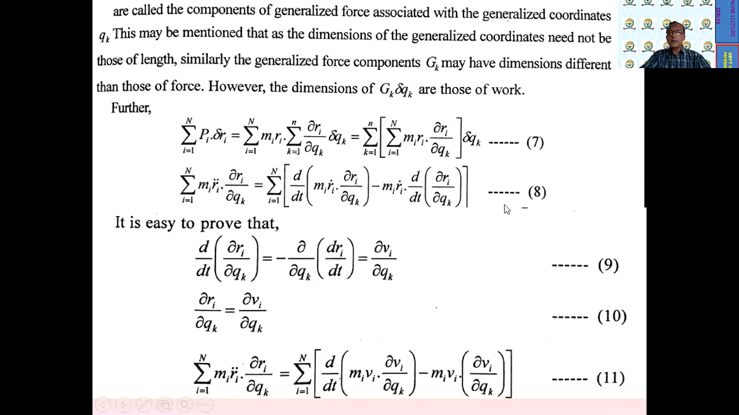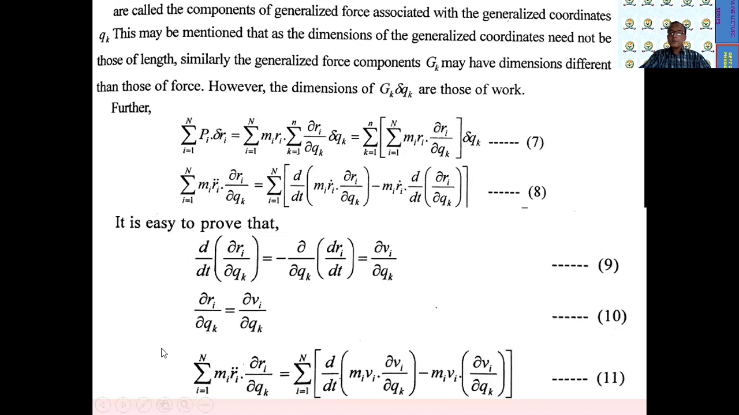This is equation number 8. And we can prove this one by d/dt of ∂ri/∂qk is equal to minus ∂/∂qk of dri/dt. It is equal to ∂vi/∂qk. This is equation number 2, and therefore this equation number 9 may be written in this manner as equation number 10.